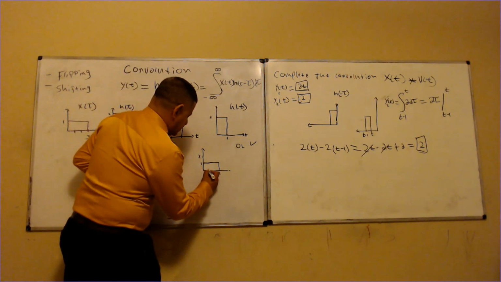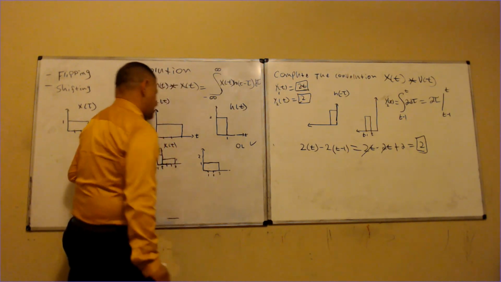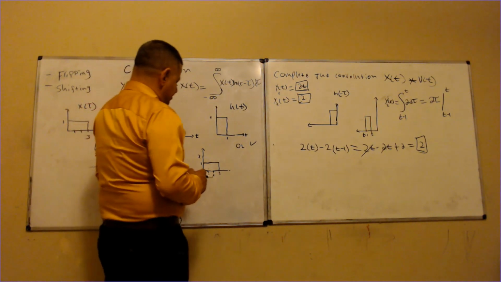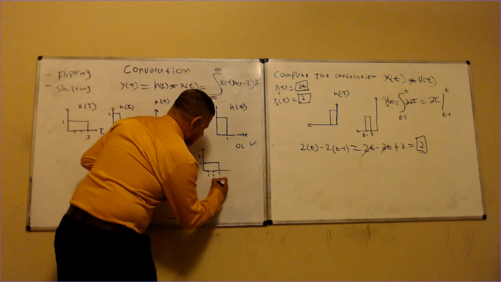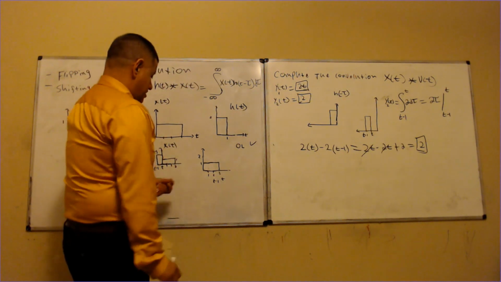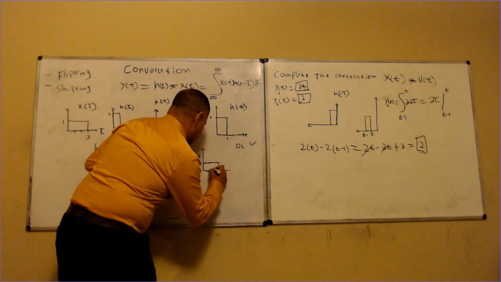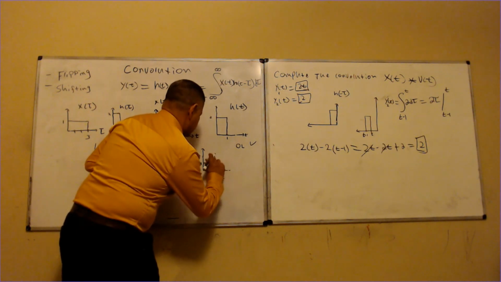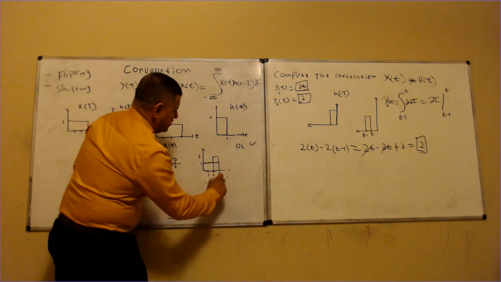Now this is 1, 2, right? Now let's put t minus 1 here, and let's put t here, right? So when I do that, this becomes like this, it becomes like that, right? So t now is a 3.